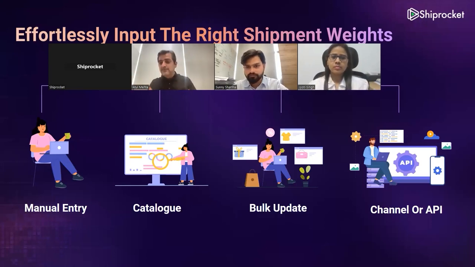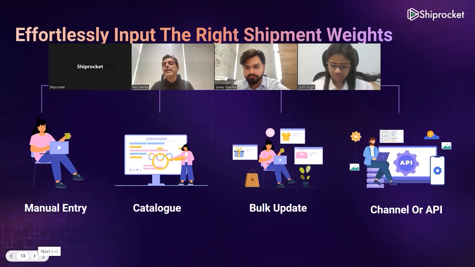Or if you are a big enterprise customer, using some channels, some WMS, OMS in between, and you're using Shiprocket's API stack to create orders, you can, in that API call itself, specify the weight of the product you are creating a shipment for. So first and foremost, depending on what scale you are, we make it very easy for you to put the right weight of the shipment you are planning to ship, so that at the entry point itself, it is correct. Moving on.